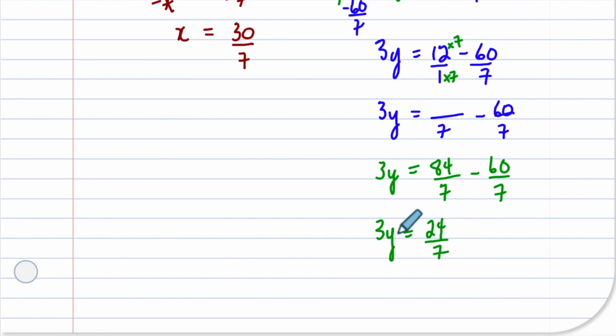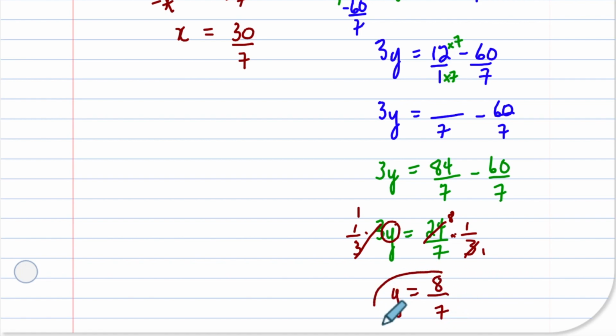Don't give up. We want y by itself. Usually we divide by 3, but we'll multiply by 1/3, the reciprocal, both sides. And y is going to be, let's reduce here. 3 is the greatest common factor. 3 goes into 3 once. 3 goes into 24, 8. So we have 8 over 7 for the y value. The point then is 30 over 7, comma, 8 over 7.